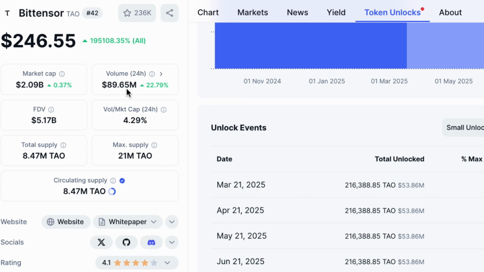So if the unlock schedule is not really big, although this is a very big token, let's say a coin that's currently sitting at a $100 million market cap, and let's say they are getting just $1 million unlocked in the next 6 months, that's not what you should be panicking about, right? Because that's just about 1% of their supply getting unlocked in the next 6 months.